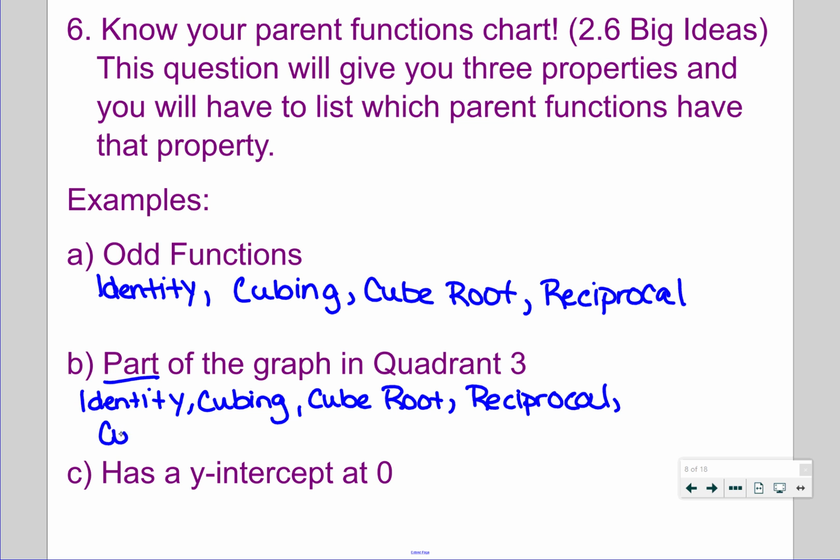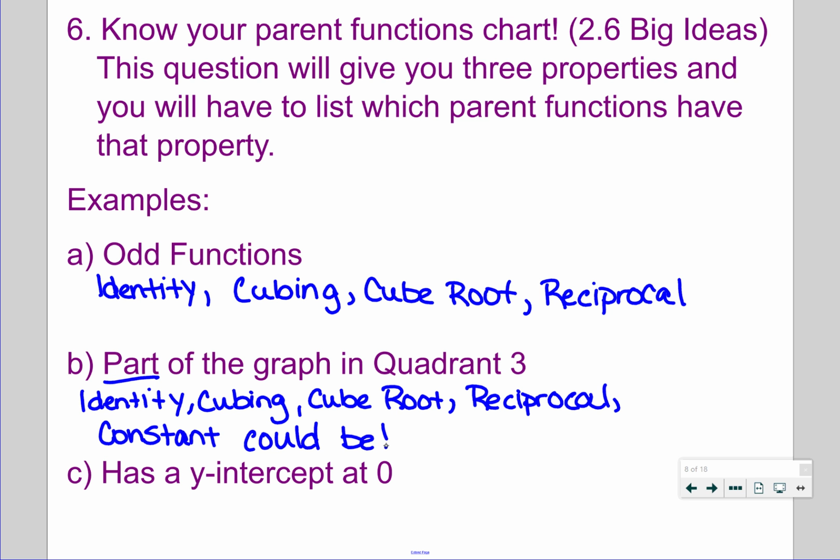Constant, I'm going to write constant could be, depending on what the value is for your k value. It could be y equals -8, and then that would be in quadrant 3. So that's a maybe. Square root's only in quadrant 1. Reciprocal squared is in quadrant 1 and 2. Logarithmic is in 1 and 4. Exponential is in 1 and 2. And logistic is in 1 and 2.